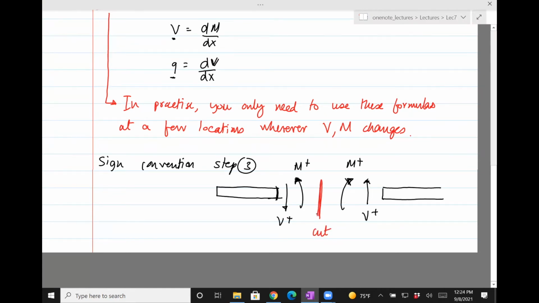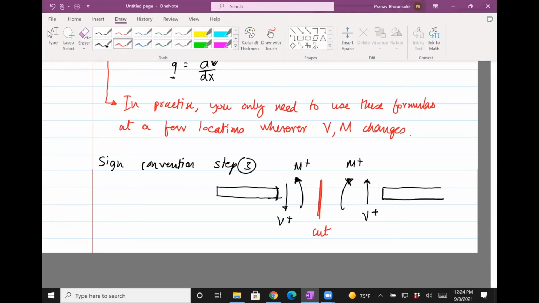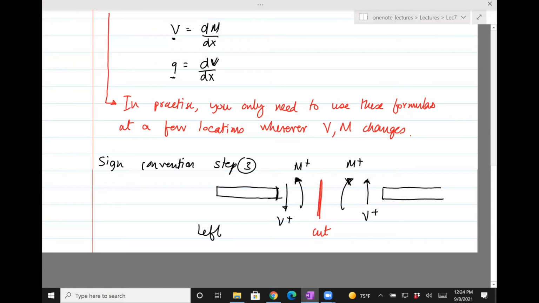So it's up to you if you want to go from left to right or right to left. And you'll find that using this convention, you'll get the same shear force and bending moment diagram, no matter how you start. Okay, so let's get started with a problem.